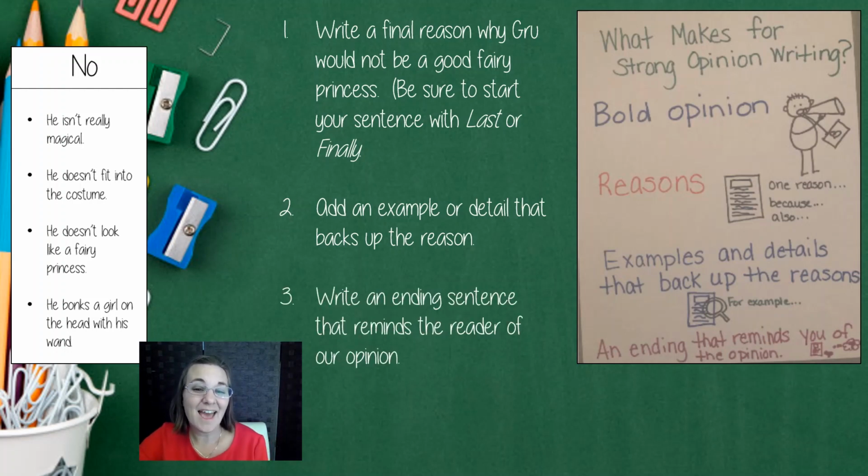Then I want you to write an ending sentence that reminds the reader of our opinion. Just like we saw in the sample writings, we always want to wrap up our opinion pieces by saying our opinion again to remind our readers of it. So on either your half sheet of paper or your index card or just a regular piece of paper if you don't have either of those, you're going to add a final reason, add an example or detail to go with that reason, and then write our opinion again in a way that wraps up our piece. Once you have that, I want you to come back to the Nearpod slide so that you can record what you wrote. That way I can listen to all of the second grade reasons and I can choose one to add to our class writing. Okay? Have fun!